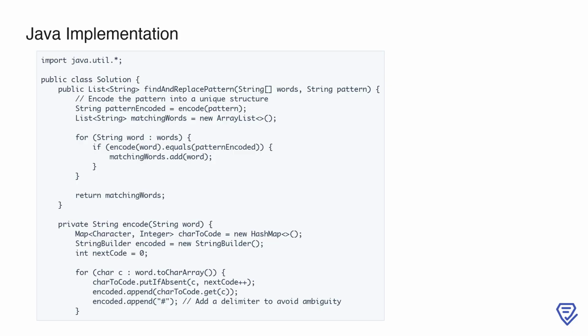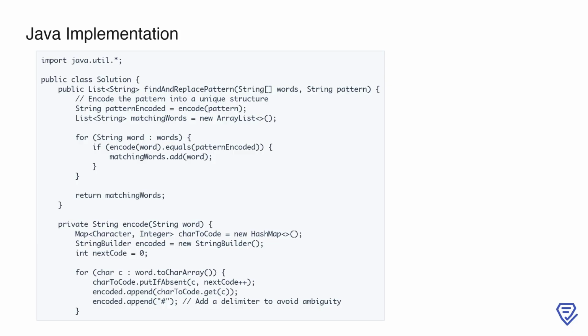First, we encode the pattern into a unique structure using a helper function called encode. This encoded version of the pattern serves as a benchmark. Then, we initialize an empty list called matching words to store words that fit this structure. For every word in the input array, we encode it using the same helper function and check if its encoded structure matches the encoded pattern. If it does, we add that word to the list of matches. Finally, we return the list of matching words. The key here is the encode method, which ensures that the structural pattern of characters is consistently represented.